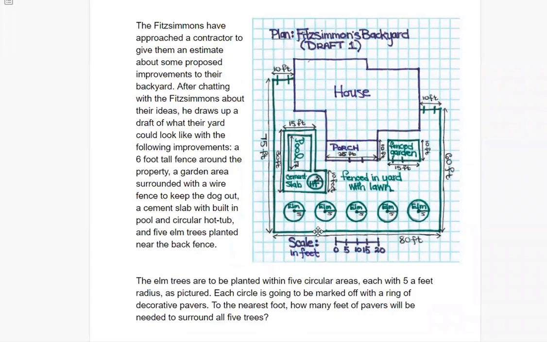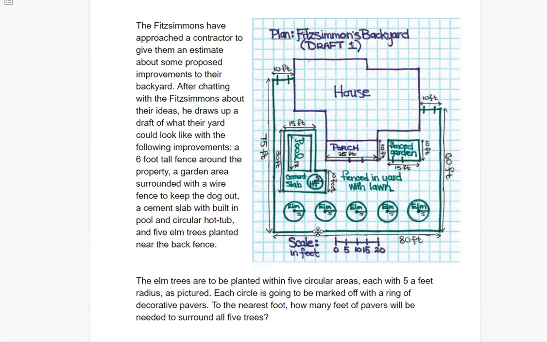Let's take a look. The Fitzsimmons have approached a contractor to give them an estimate about some proposed improvements to their backyard. After chatting with the Fitzsimmons about their ideas, he draws up a draft of what their yard could look like with the following improvements: a 6-foot tall fence around the property, a garden area surrounded with a wire fence to keep the dog out, a cement slab with built-in pool and circular hot tub.